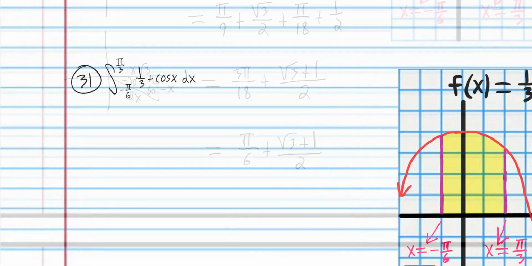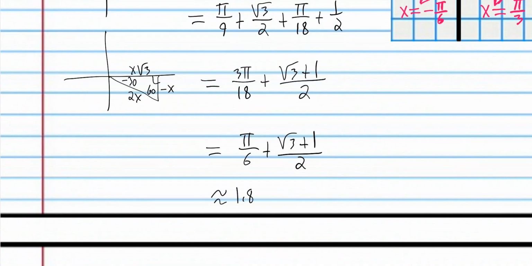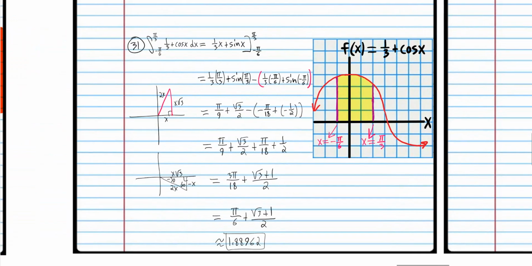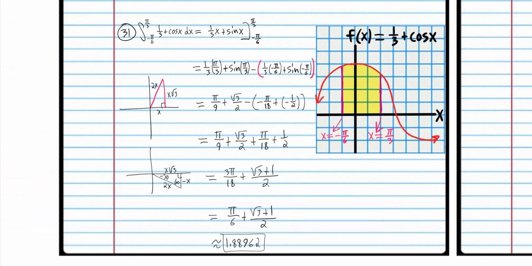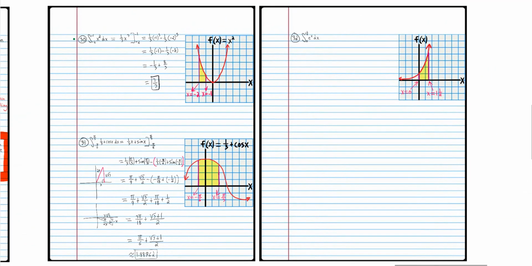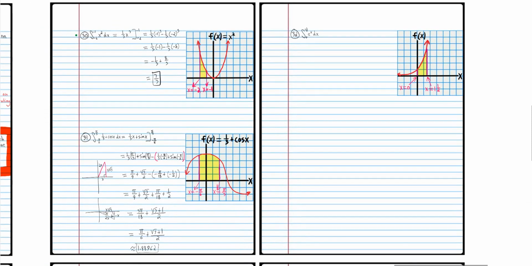All right, we're back. 1.88962. So if you got that answer, excellent. So you can look over that if you want. We just have one more quick problem. So I'm going to leave this in the window, and hopefully you can see this problem. It's kind of hard to see, but try number 32. When you come back, we'll do it together.